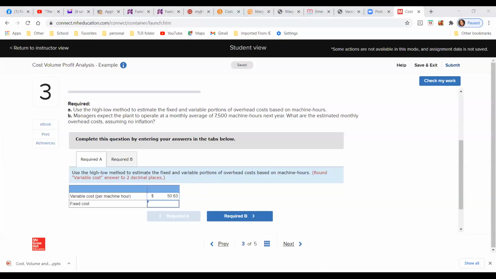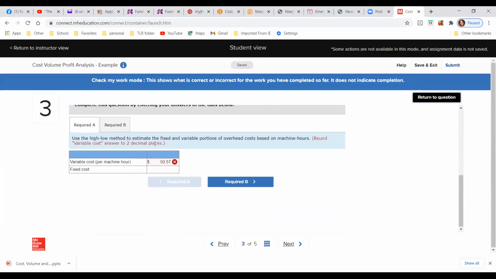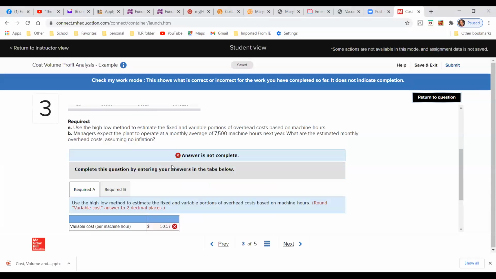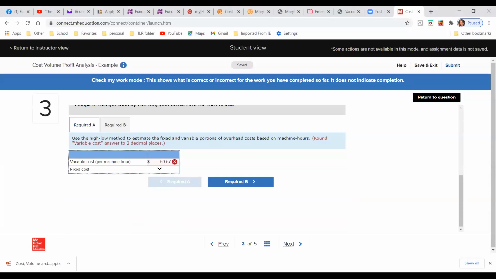Hold on a second. I'm going back to my spreadsheet. $50.56863. I'm going to say $50.57. That's my variable cost. I'm going to check it and see if I got it right. Should work. Oh, two decimal places. I wonder why my number comes off.